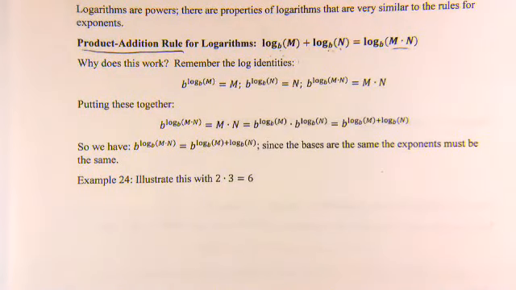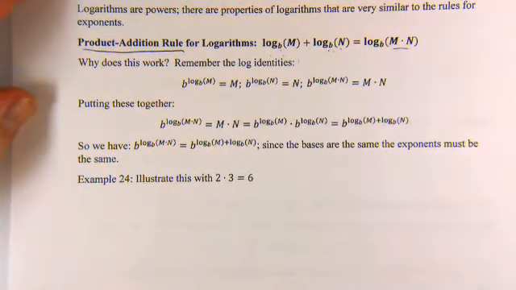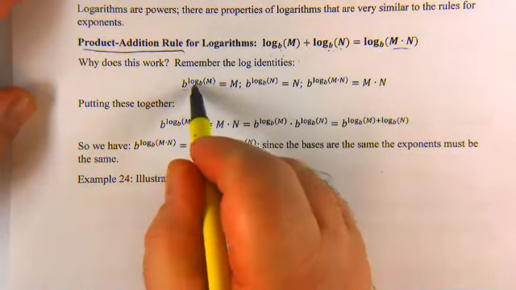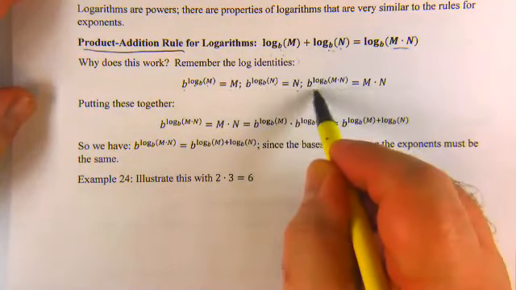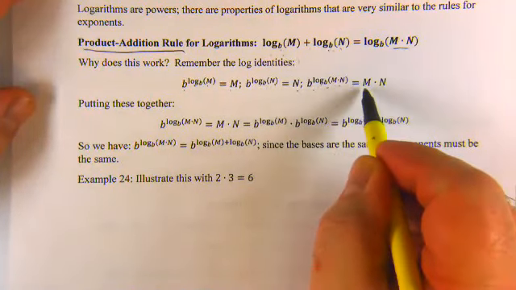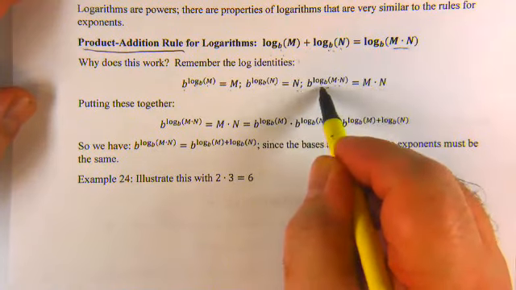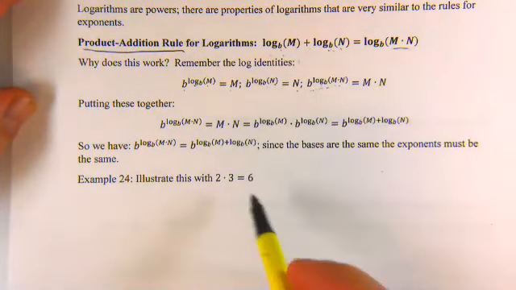So why does this work? Here's a little bit of an explanation about why this works. I wish this thing focused better, but we just have to live with what we've got. Log identities: b to the log base b of m is m, b to the log base b of n is n, b to the log base b of m times n is m times n. Right, so these are the log identities, the inverse identities that we had.